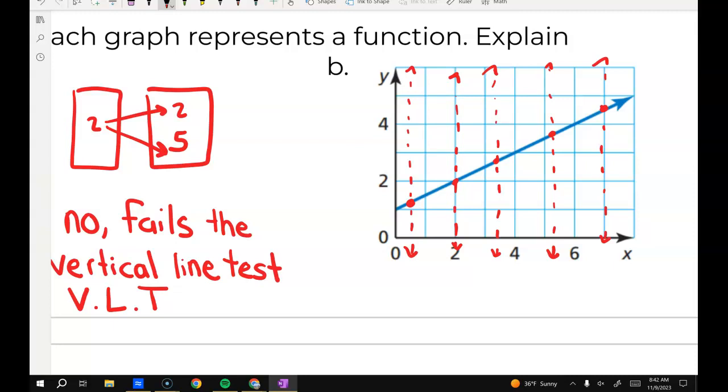So that's saying for each x value that I plug in, each value here on the bottom, I'm getting a different y value. Which makes sense because it's going up. We call that a linear function. Linear meaning line. So for an explanation, we could say yes. And why? Because it passes the, then we'll use our abbreviation, VLT.